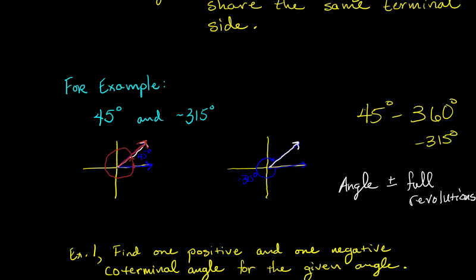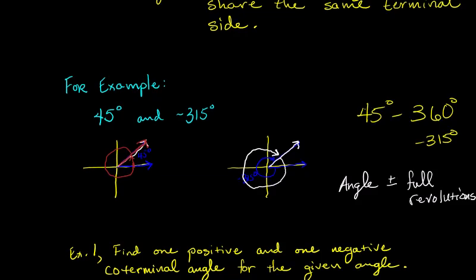The same thing would work for subtraction. If you subtract, that just means you're going the opposite direction. You could start here at negative 315 and subtract again, and it just means you would be going in that direction. Adding or subtracting full revolutions is how you're going to find more angles that end in the same spot. So hopefully that makes sense.